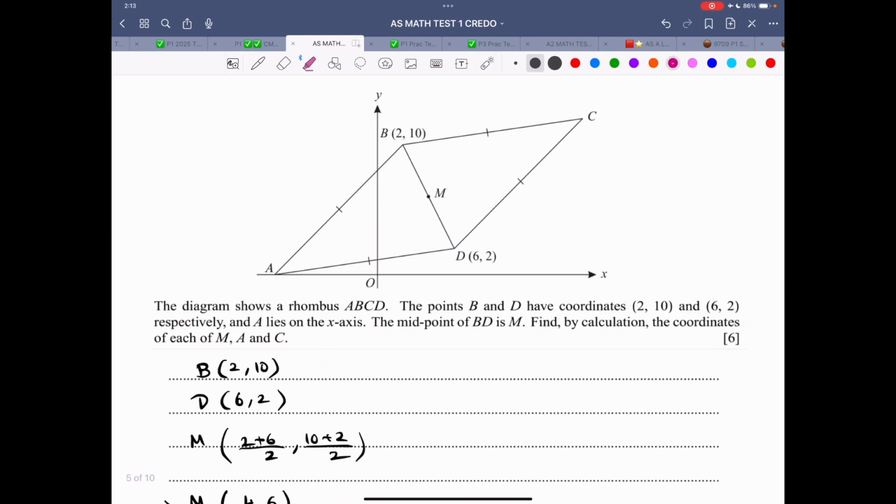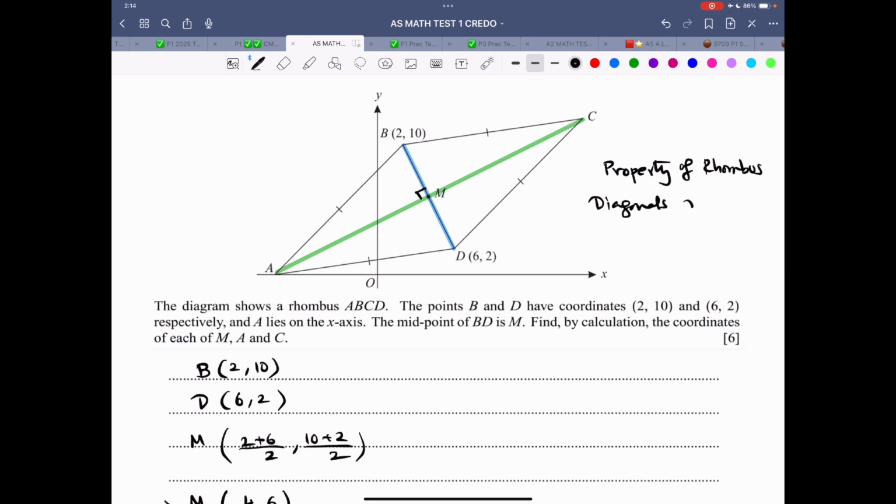Question number 3. Now let me focus over here. That is this thing, BD. That is this line over here. And if I draw this thing, that is AMC, that is going like this. And these two are perpendicular to one another. Why? Because it's a property of rhombus. So we have the property of rhombus. That means the diagonals are perpendicular to one another. Not only is it true for a rhombus, it's also true for a square.